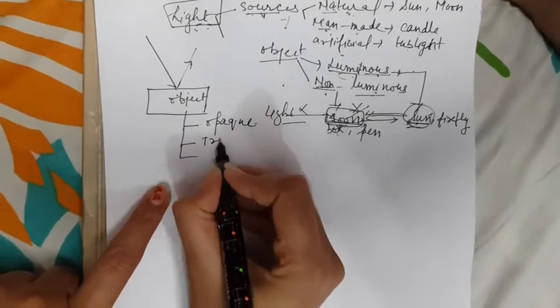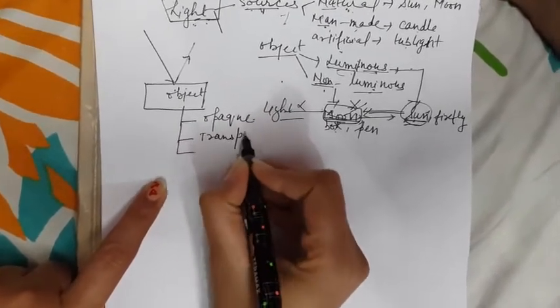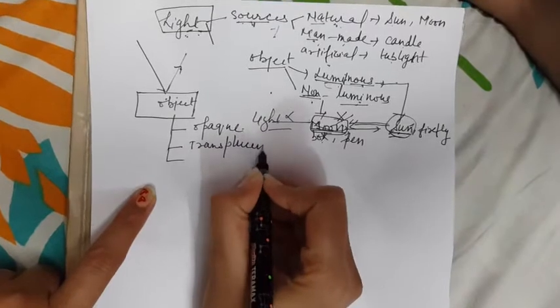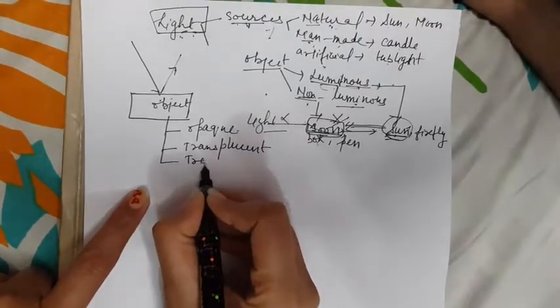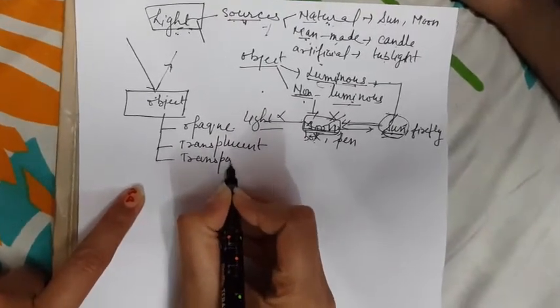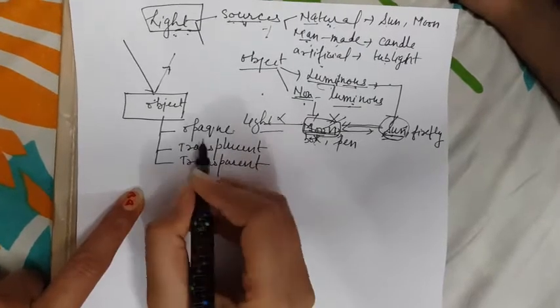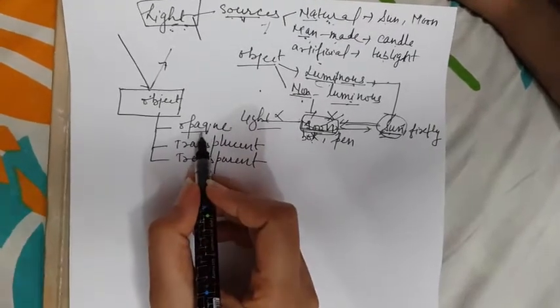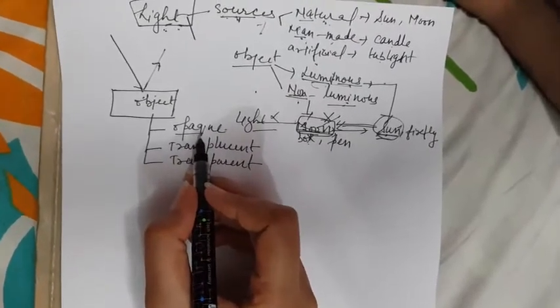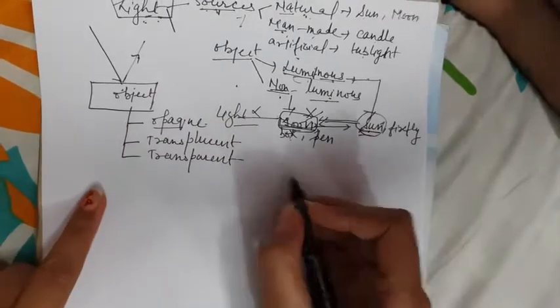Next we have translucent, and number three we have transparent. Okay, come to the first, opaque objects. Any objects which do not allow the light to pass through them.